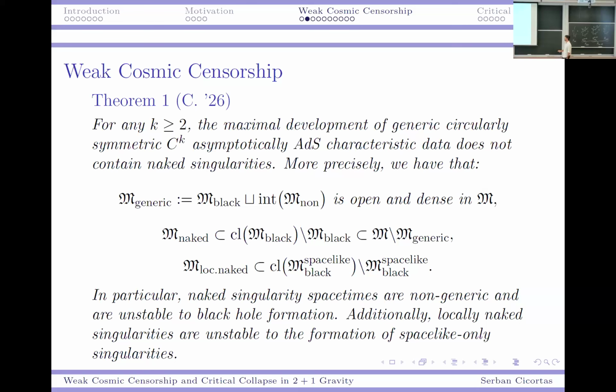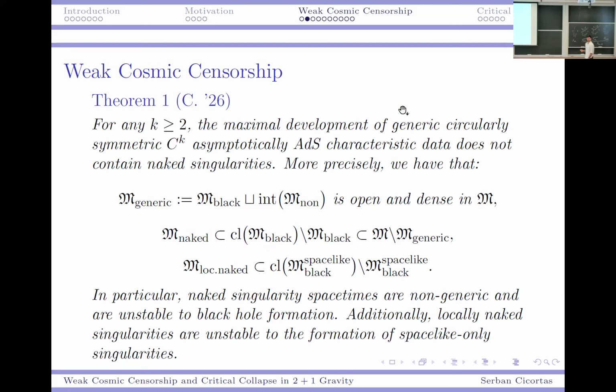Okay? And furthermore, this is also very important, we prove this inclusion. So M locally naked is in the closure of M space like black minus M space like black. So this is the statement that locally naked singularity spacetimes, so these two, are unstable to the formation of space-like only singularities. Okay, so again, basically what I'm saying is that these two pictures are unstable to that. Okay? So this is the statement of the main theorem, again, in quite some detail. Any questions?